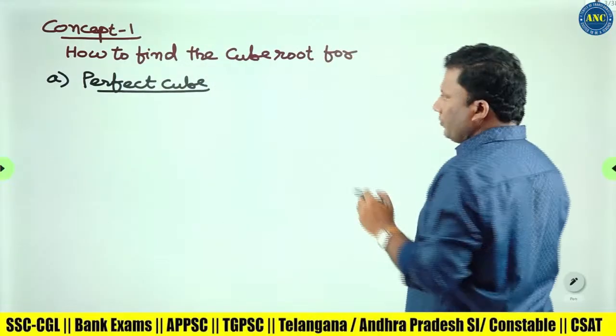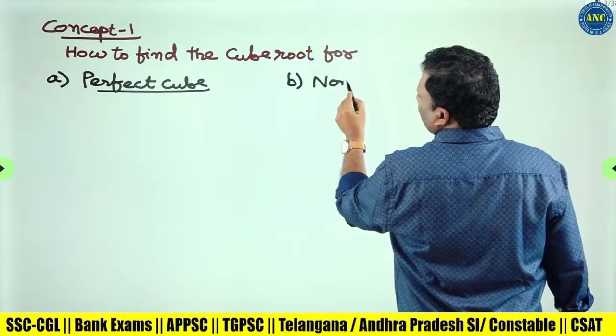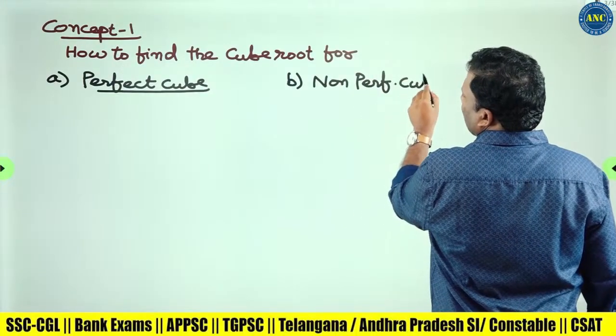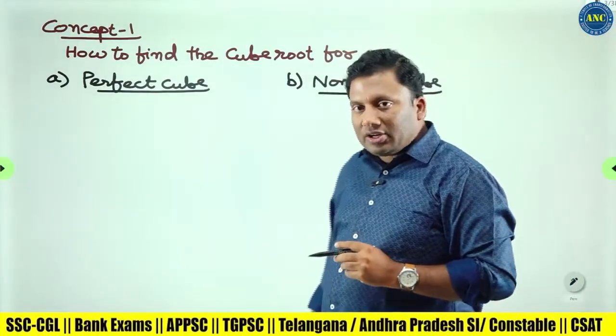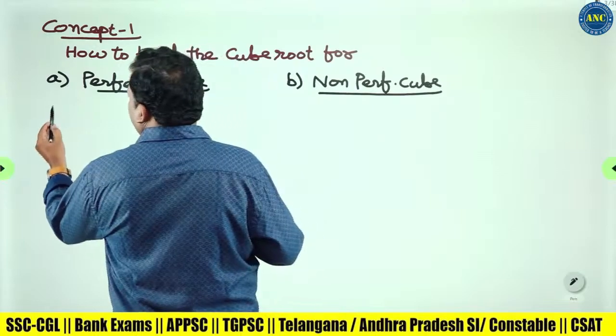B, non-perfect cube. Non-perfect cube. We discussed in the last class how to find the square root for a perfect square, and a perfect cube. Some questions, write down.